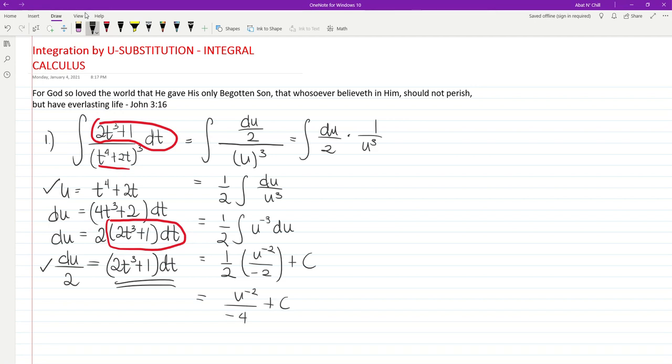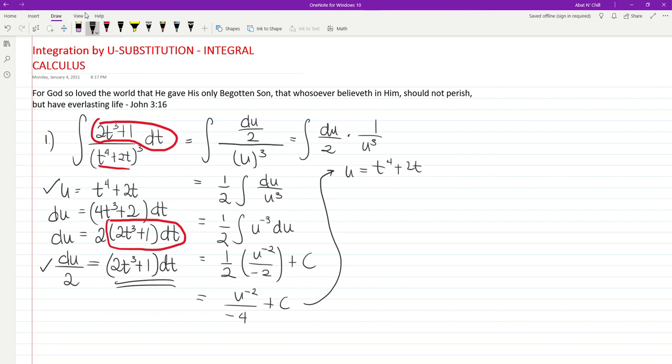But again, take note that our original variable is not in terms of u, but in terms of t. So we have to convert this u back to its original variable. So we have u equals t raised to 4 plus 2t.